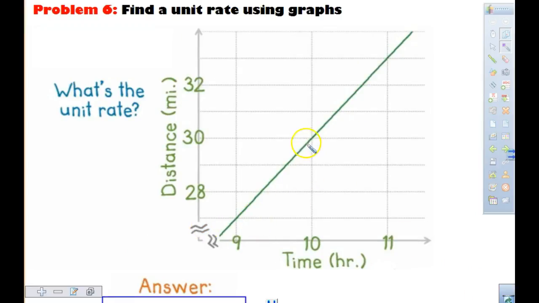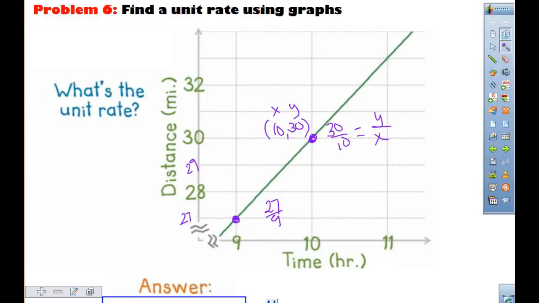This next page is where, again, they talk about, oh, we can just find a point. Because of it being a broken graph, could you tell at 9 where the point is? 9 and what? 27. I mean, they don't have 27 written in, but it looks like it's going up by ones here. So you could have taken 27 divided by 9. You could have taken 30 and divided it by 10 because our ordered pair was 10, 30. And you are always taking the y and dividing it by the x to get that unit rate.